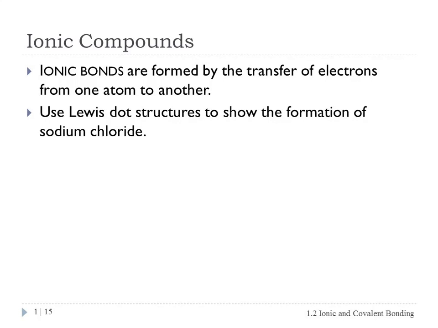So ionic compounds. Ionic bonds are formed when we have a transfer of electrons from one atom to another. One atom just flat out gives its electrons to another atom. And that causes a force of attraction between the opposite charges. And we can illustrate this with Lewis structures. So we're going to look at the formation of sodium chloride.